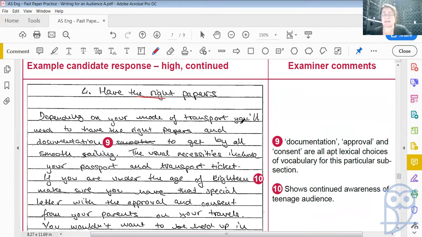And the comment the examiner makes here is: documentation, approval, and consent are all apt lexical choices. So there's some sort of connection between them as a word choice that applies to this particular section of having the right papers. These are the kinds of words you would expect to see when talking about papers for travel.